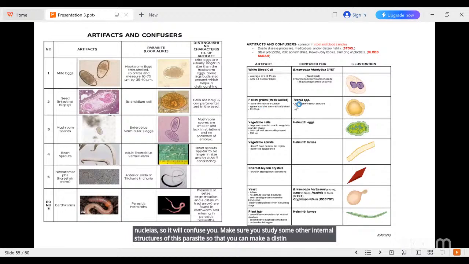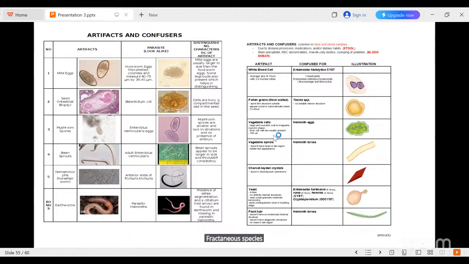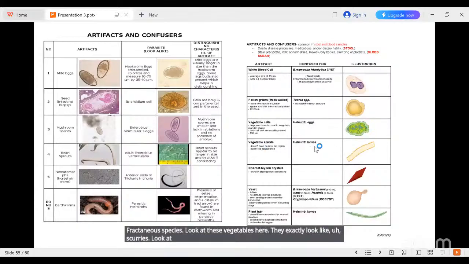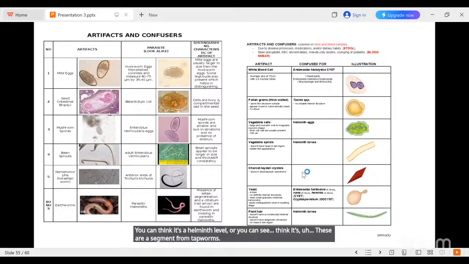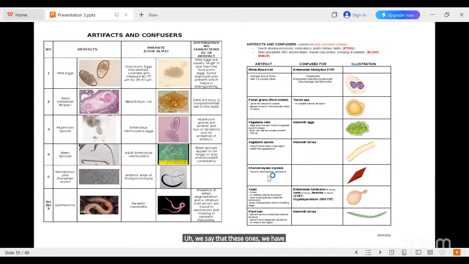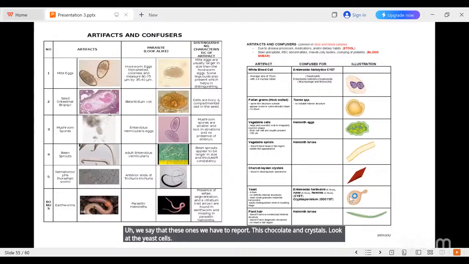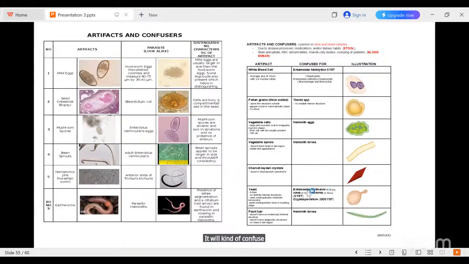Look at these pollen grains, like tiny spheres. Look at these vegetable cells here. They exactly look like Ascaris. Look at these vegetable spirals. You can think it's a helminth larva, or you can think it's a segment from tapeworms. We said these ones we have to report, these charcoal-laden crystals. Look at the yeast cells. Well, they can confuse you, you think these are histolytica. Look at this plant hair. It looks like a larval form.